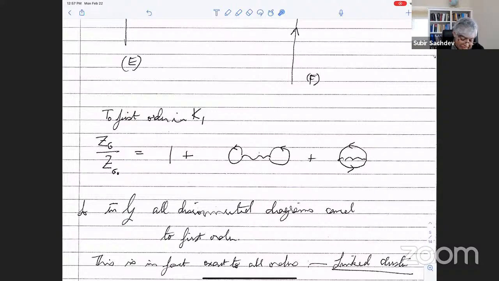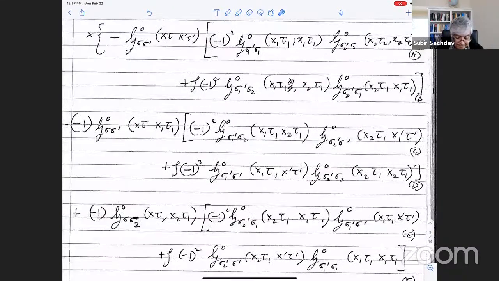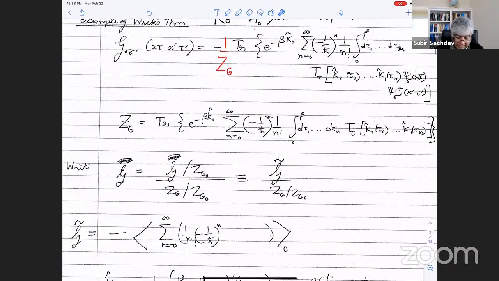Right, so that's the denominator. So finally, you have to divide, as here. I've evaluated the numerator as the sum of six diagrams and the denominator as the sum of two diagrams. And now you have to divide them.